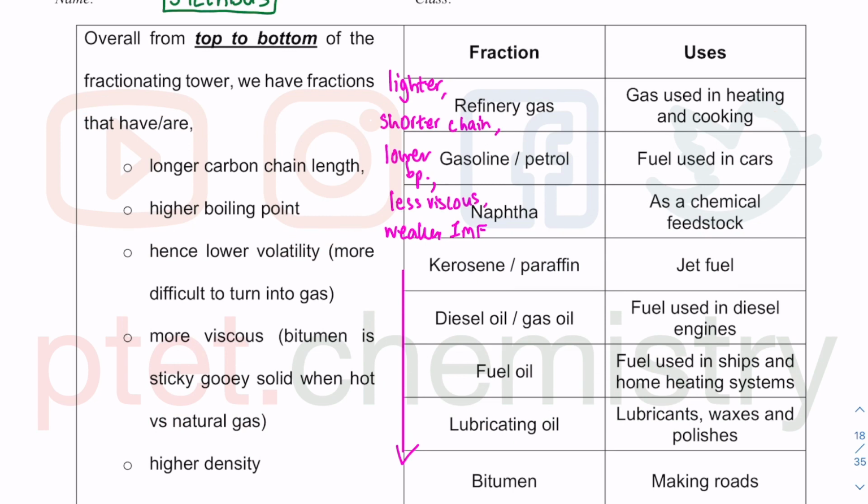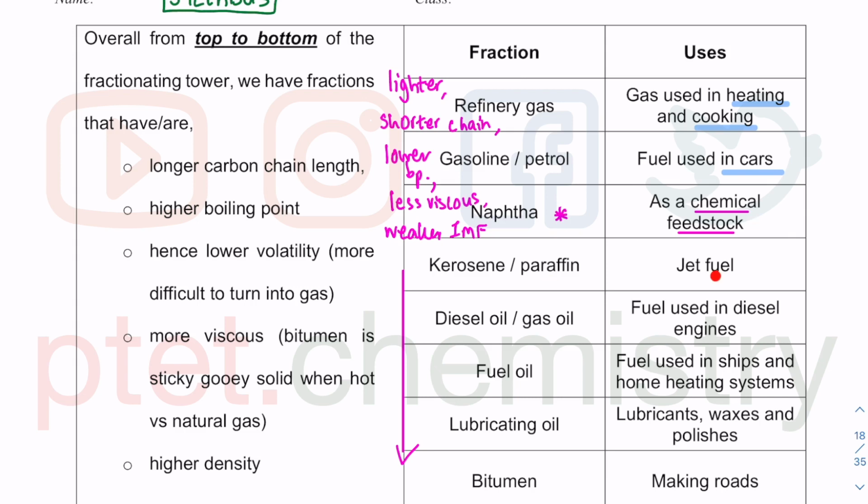Refinery gas, as mentioned, you use it for heating and also cooking. Gasoline or petrol, we use it in cars to run our cars. Naphtha was the one which was not in the previous diagram, but this is in the syllabus. Naphtha is very important. We use it as a chemical feedstock. So it's a middle-range carbon chain, not really useful for cars, but you do need naphtha as a chemical feedstock for making other useful organic products, one of them being plastics. So our plastic products come from this chemical feedstock as a result of naphtha being separated in this fractional distillation.